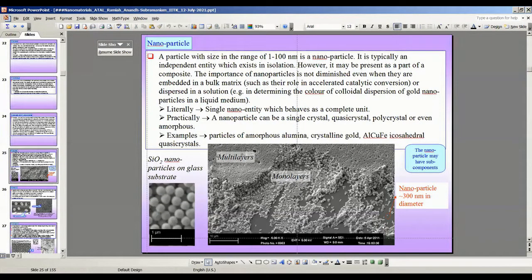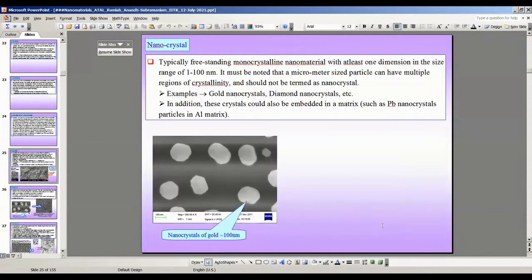Nanoparticles are easy to understand. I will briefly say, for instance, in this picture, I'm showing some silicon nanoparticles. But just because it's a nanoparticle, it does not give you any further information. Each nanoparticle itself could be polycrystalline, it could be amorphous as in this case, or it could be other kinds of structures. So just because it's a nanoparticle, do not assume anything about its internal structure.